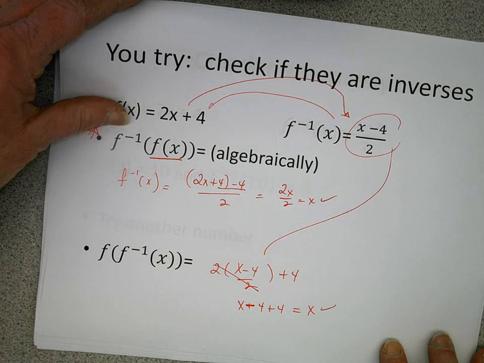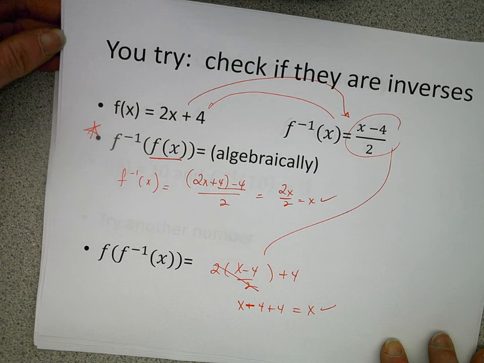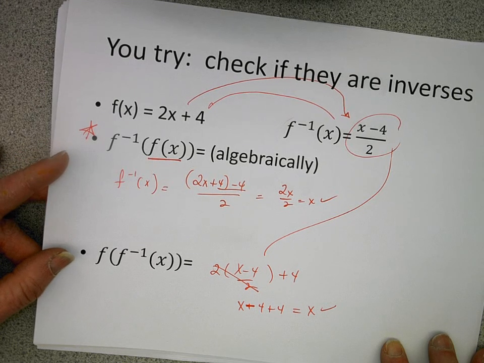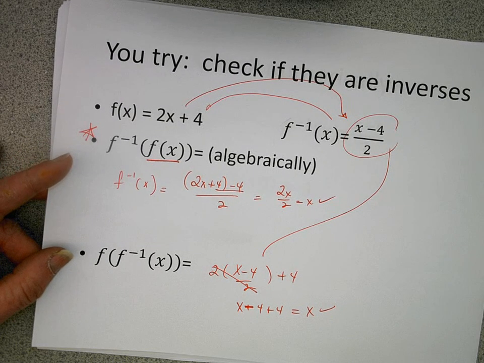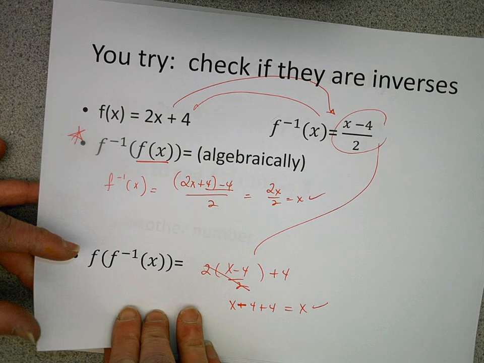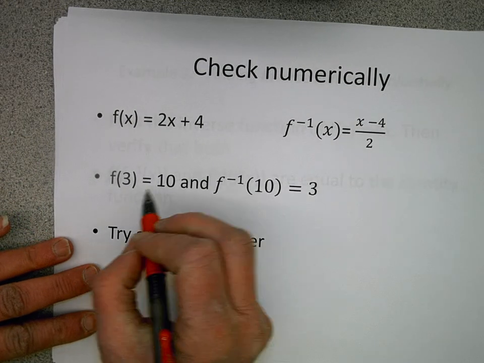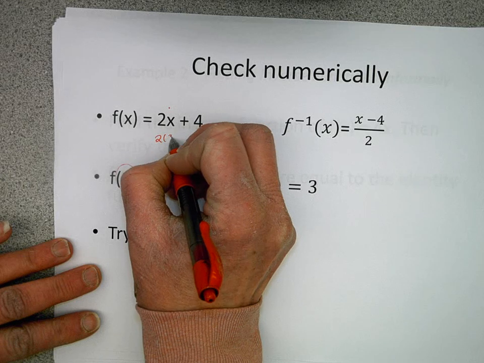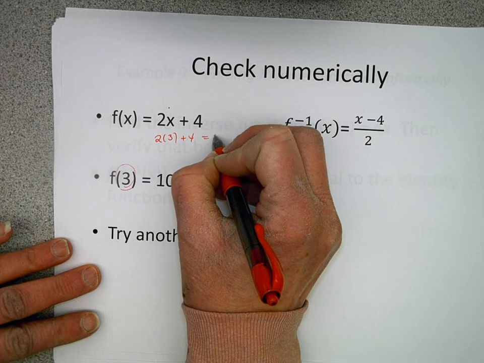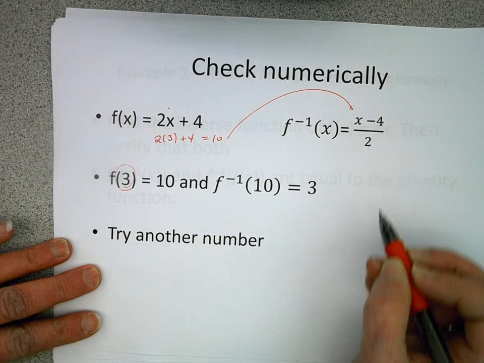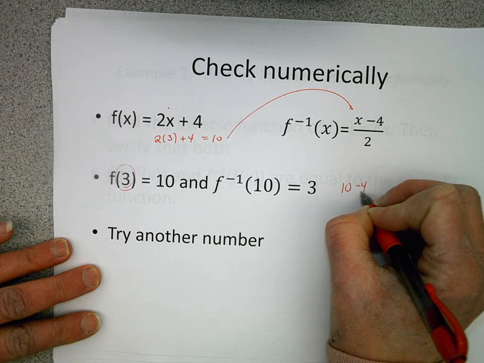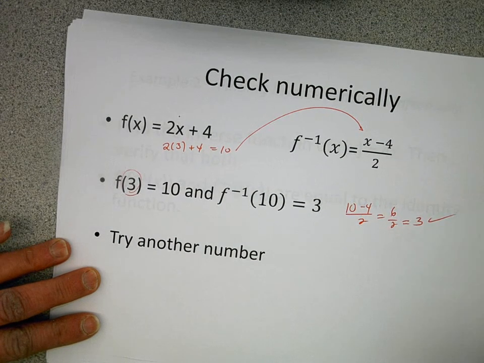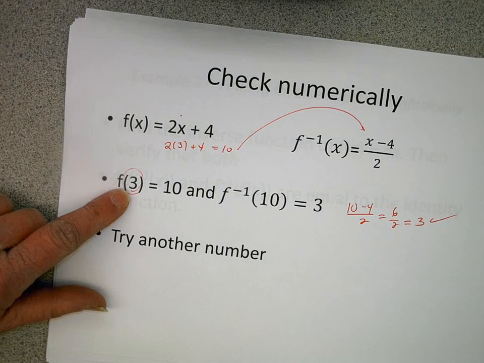And like I said, on a multiple choice question, you can check by plugging a number in. So we're going to check by plugging in the number 3. Okay? So we are going to plug in 3. So if I plug in 3 in here, 2 times 3 plus 4, that's 10. If I plug 10 in there, 10 minus 4 is 6. 6 divided by 2 is 3. It worked. Started with 3, got 10, but got back to 3.